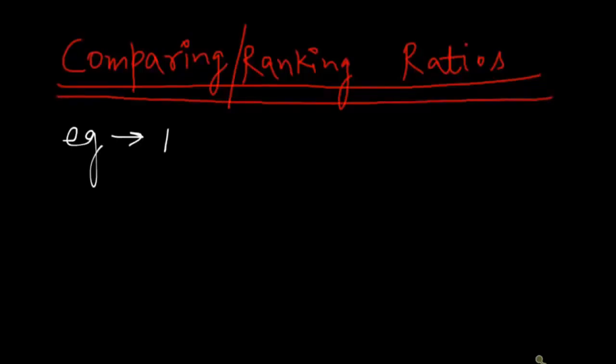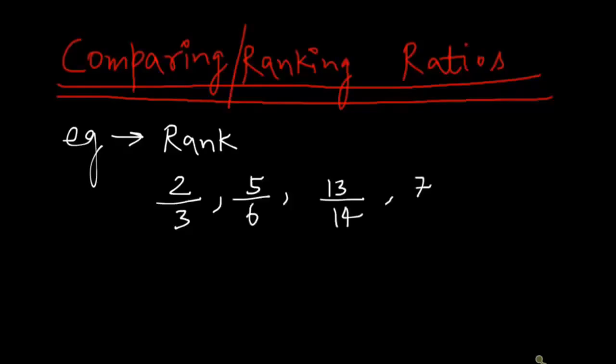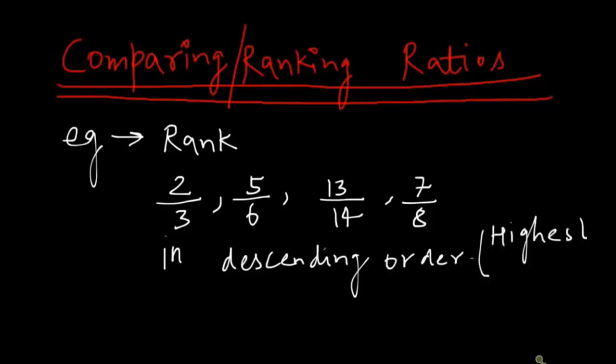It's a simple technique. For example, let's say we want to rank a few ratios. I'm writing them down. Let's say 2 by 3 is a ratio, 5 by 6, 13 by 14, 7 by 8. Let's say I want to rank them, which one is the highest, and then moving on to the lowest one. I want to write them in descending order, which means the highest first. I'm writing down these numbers again.